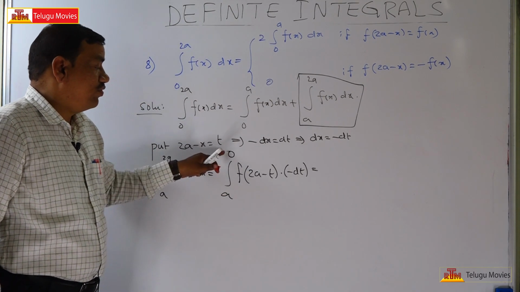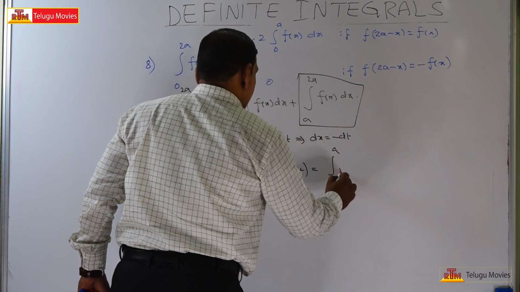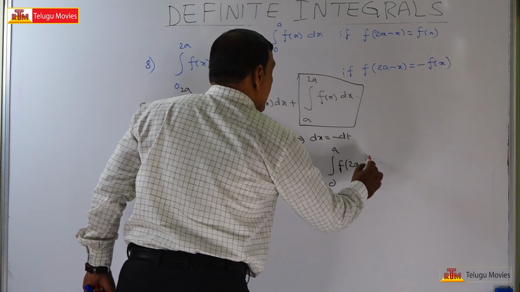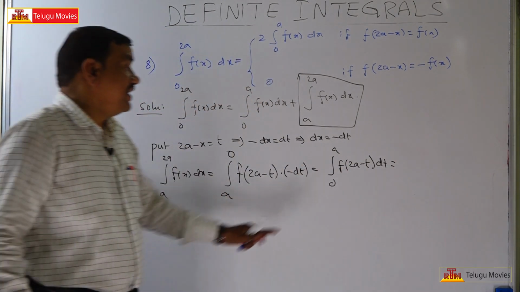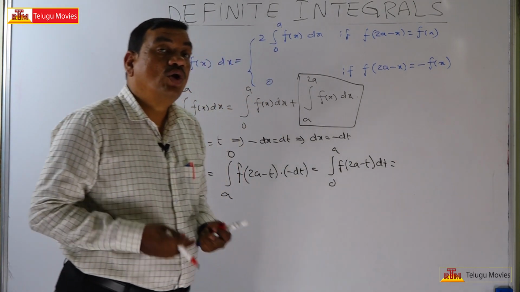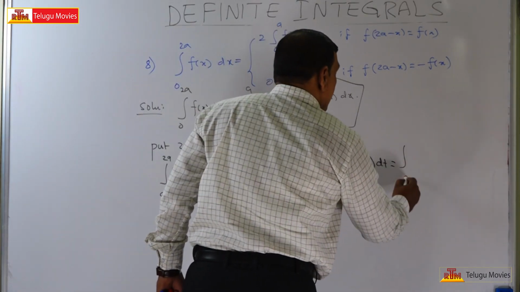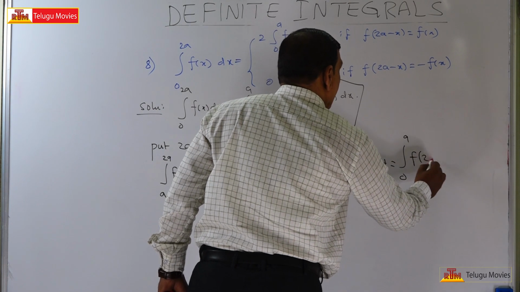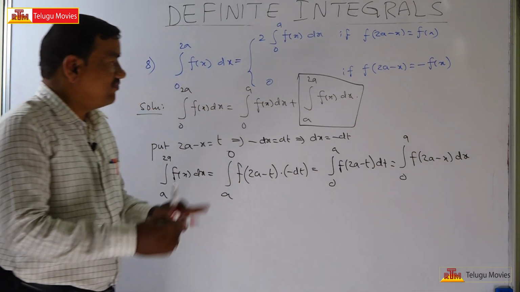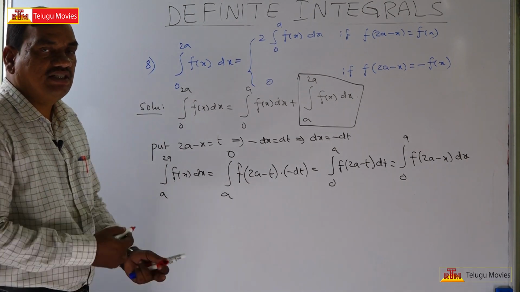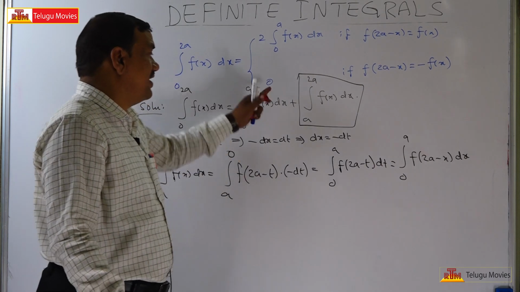So, a to 0 will become 0 to a. 0 to a f of 2a minus t dt. Yes, already we told that. So, here t is a dummy variable. You can write it into x. That is equal to integral 0 to a f of 2a minus x dx. In place of t, I changed it into x because t is a variable, x is also variable. We can change it to any required variable.